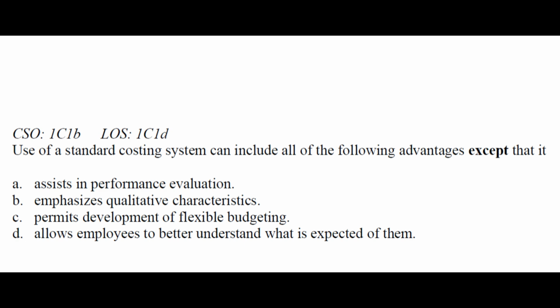levels. D. Allows employees to better understand what is expected of them. Correct as an advantage. Clearly established standards communicate expected levels of cost and operational performance, helping employees understand performance targets. Correct answer: B. Emphasizes qualitative characteristics. A standard costing system is valuable for cost control, budgeting, variance analysis, and performance evaluation, but it primarily measures quantitative efficiency rather than qualitative aspects of performance.